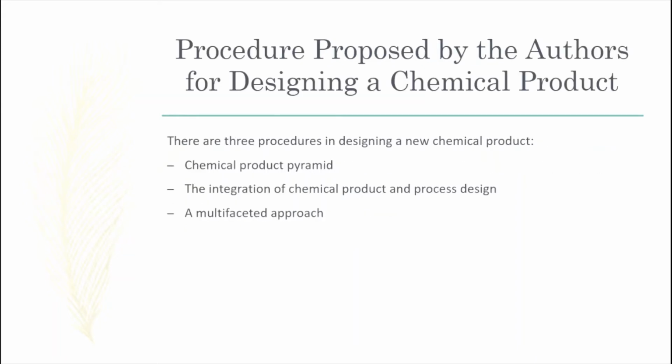Next, the procedures proposed by the authors for designing a chemical product. There are three procedures in designing a new chemical product. First is the chemical product pyramid. Second, the integration of chemical product and process design. Third, a multifaceted approach.